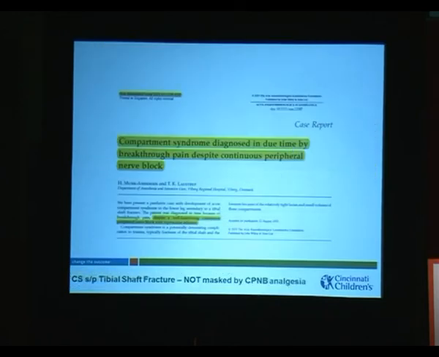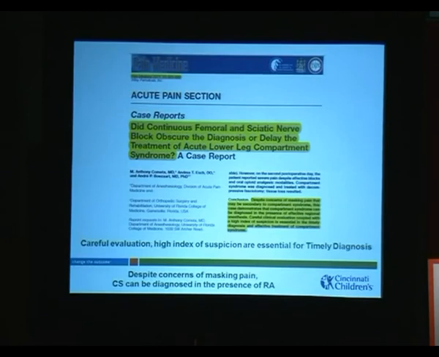Another report: compartment syndrome can be diagnosed in time due to breakthrough pain despite continuous peripheral nerve block. Here there's a tibial shaft fracture, which is known for compartment syndromes, and the pain was not masked by regional analgesia. Another case report, femoral and sciatic nerve catheters for lower leg compartment syndrome. There's strong evidence to show that regional analgesia doesn't compromise diagnosis. We need to be careful in evaluating these patients, and a high index of suspicion is needed for timely diagnosis.